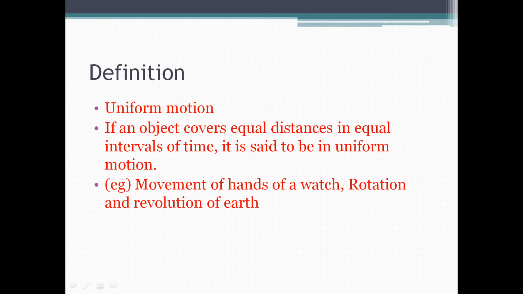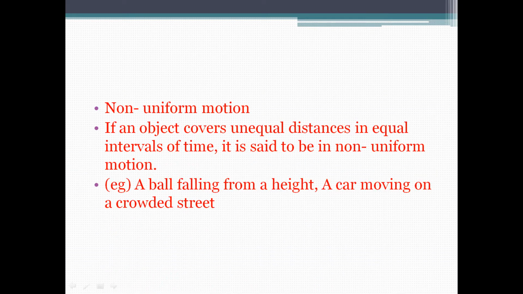The definition of uniform motion is: if an object covers equal distances in equal intervals of time, it is said to be in uniform motion. That means here the speed is constant. For example, movement of hands of a watch, rotation and revolution of Earth. In both these cases, it is constant.